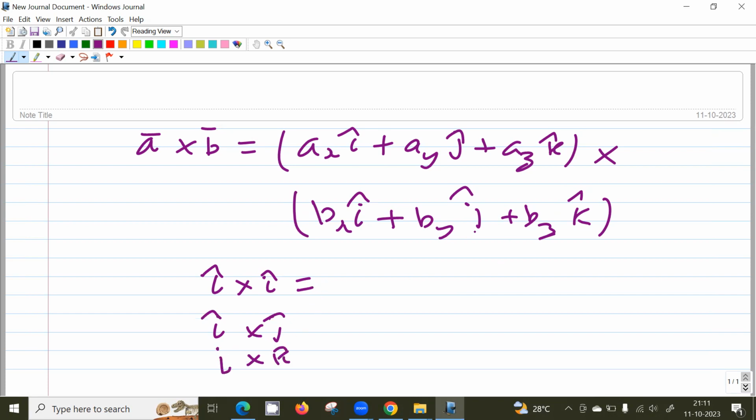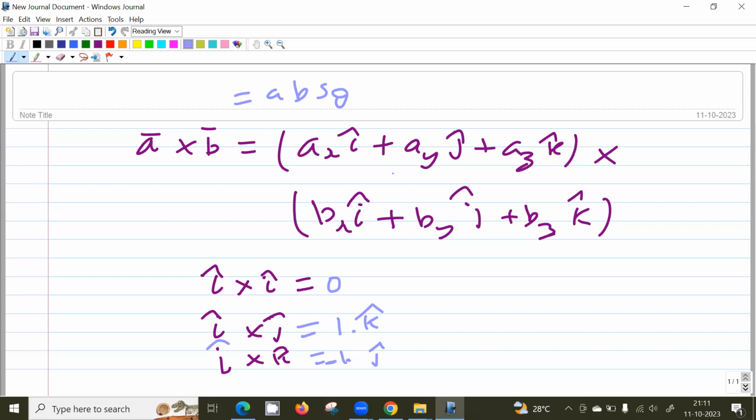So by definition, A cross B is A into B into sine theta. So if there are two same vectors, then theta is 0. So I cross I is 0. Okay, and I cross J will be sine 90, so it will be 1, and the direction will be k cap. Direction is given by the right hand thumb rule. I cross k is again, the magnitude is 1, and the direction will be j cap. Actually, minus j cap.